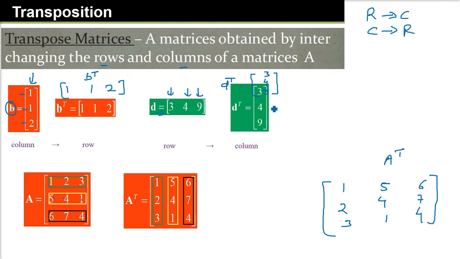So that can be two things. If you take A and take the transpose, if the same value comes back, that is called a symmetric matrix. When you transpose and you get the negative of A, then you call it a skew matrix.